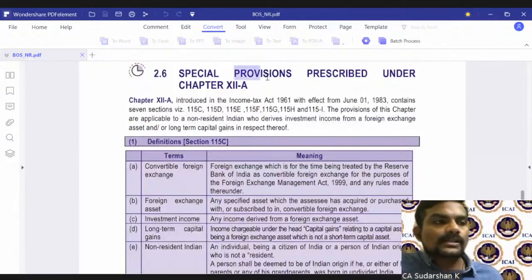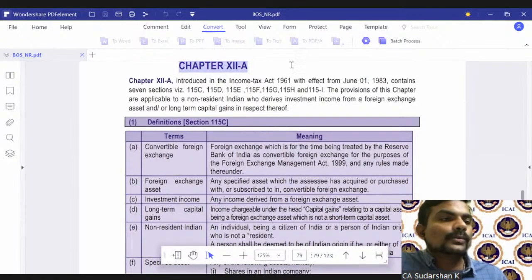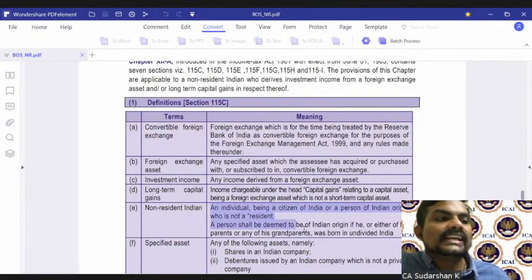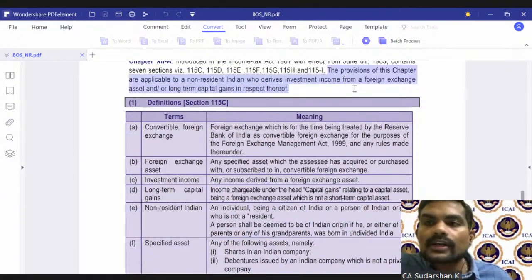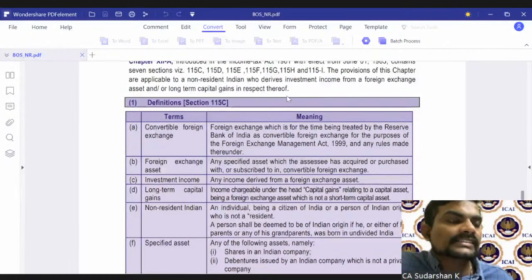So chapter 12A has special provisions for taxing non-residents. Now, as I mentioned to you, it is special for whom? It is for non-resident Indians. So the provisions of this chapter are applicable to a non-resident Indian who derives investment income from a foreign exchange asset and long-term capital gains regarding it. So who basically derives investment income and long-term capital gains income from a foreign exchange asset.